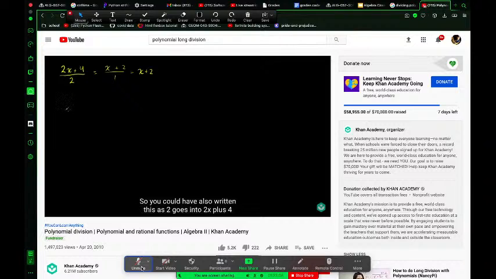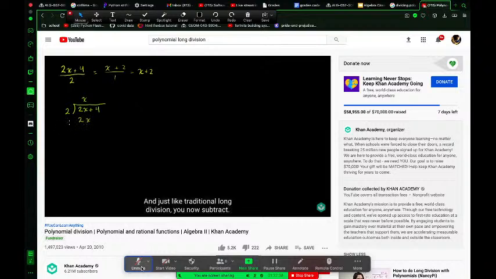You could have also written this as 2 goes into 2x plus 4 how many times? And you would perform this the same way you would do traditional long division. You'd always start with the highest degree term. 2 goes into the highest degree term. You would ignore the 4. 2 goes into 2x how many times? Well, it goes into 2x x times. And you put the x in the x place. x times 2 is 2x.